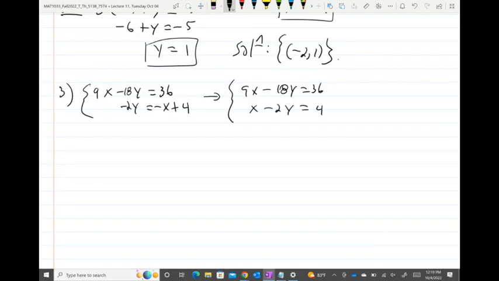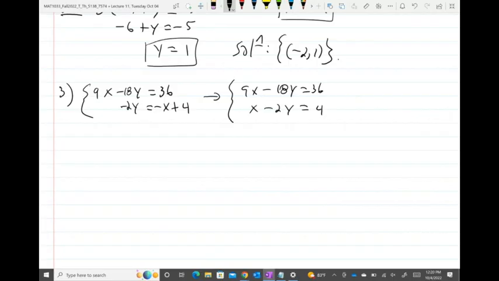Okay. So at this point, what should we do? What equation do we need to modify? What's the easier one to modify? The first or the second? Tell me what equation is the easier to modify and what's the easier variable to get rid of? X is the easier one to get rid of. And how do we do that? By multiplying the second equation. Notice that there's a 1 here. So I multiply this one by negative 9.